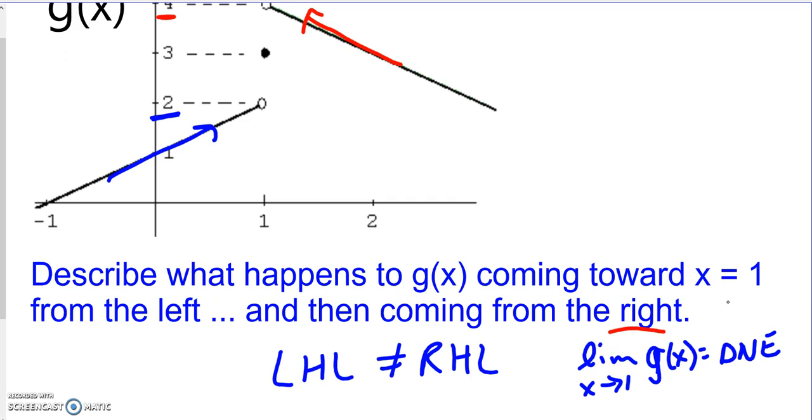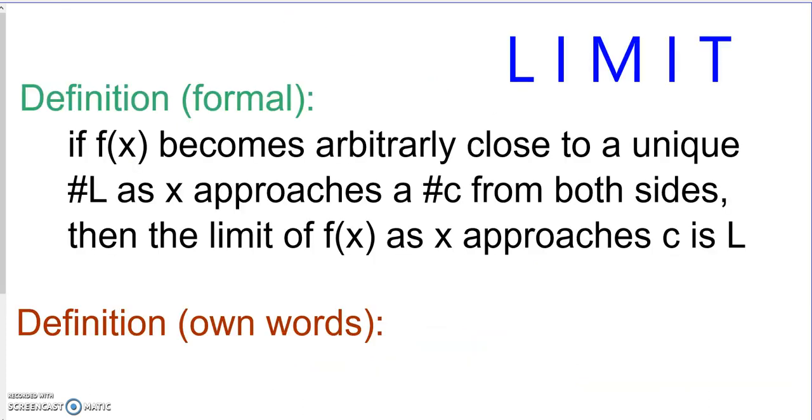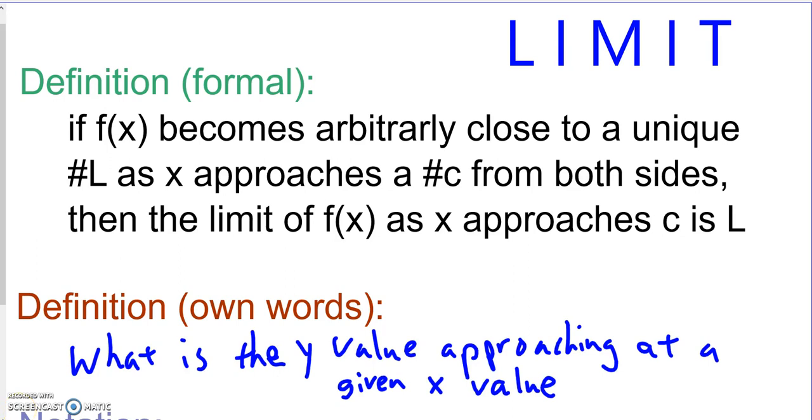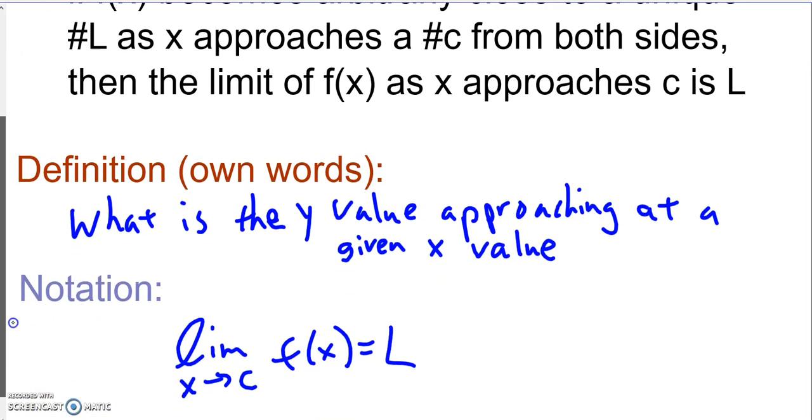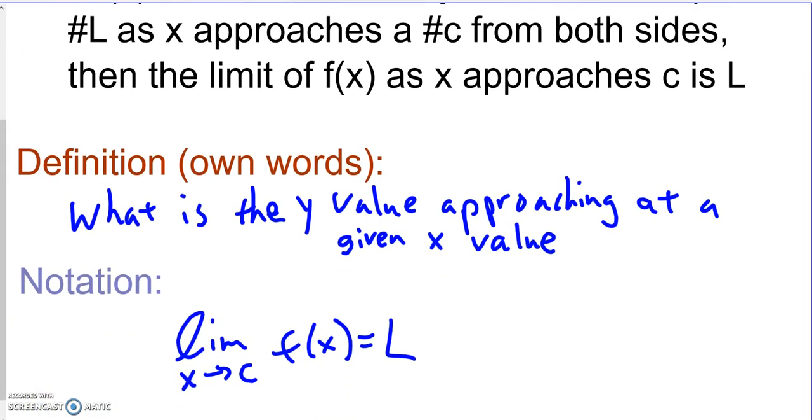So what is our actual formal definition of a limit? Go ahead and take a minute, write this down, and then think about how you would describe it in your own words and write that down as well. Pause this and do those two things, please. Okay, the formal definition: if f of x becomes arbitrarily close to a unique number L as x approaches the number c from both sides, then the limit of f of x as x approaches c is L. That can be a little bit wordy, so I put my own thoughts down. What is the y value approaching at a given x value?